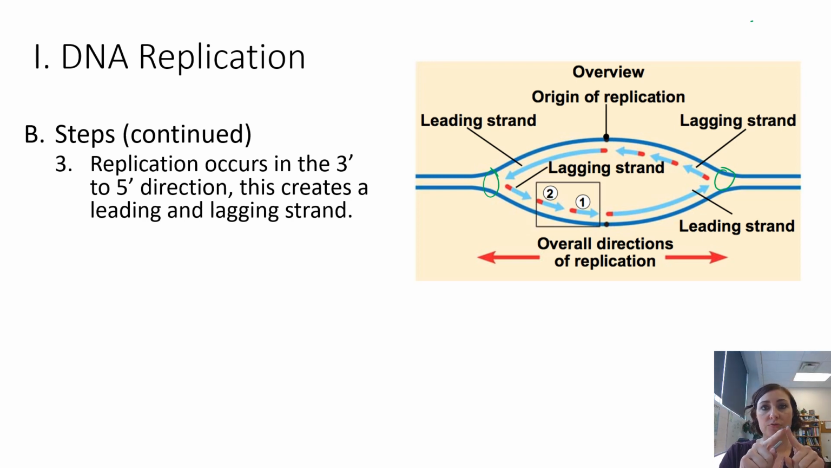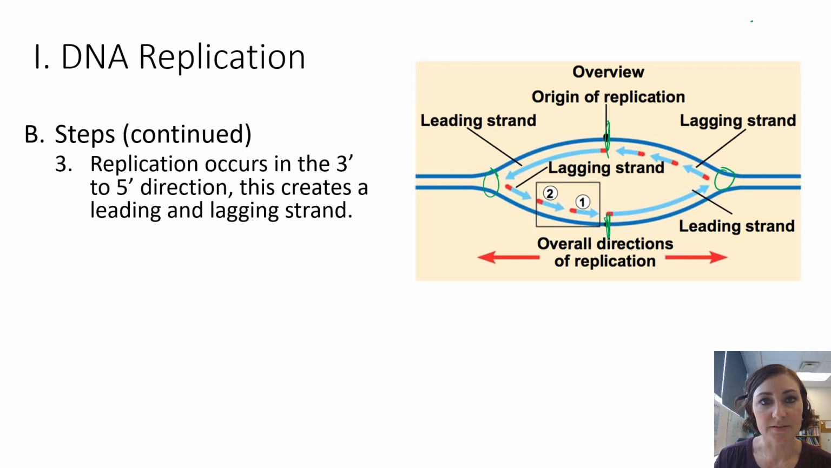Eventually, as you are creating the complementary strands, those replication bubbles are going to get bigger and bigger and eventually run into each other. And once they do that, you're going to wind up with two separate identical strands of DNA. So wherever that helicase comes in and separates the DNA, we call that the origin of replication. That's where it starts.